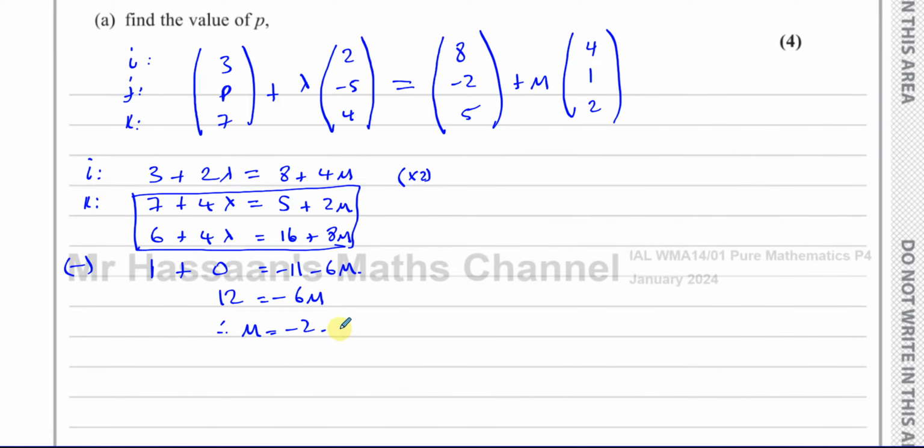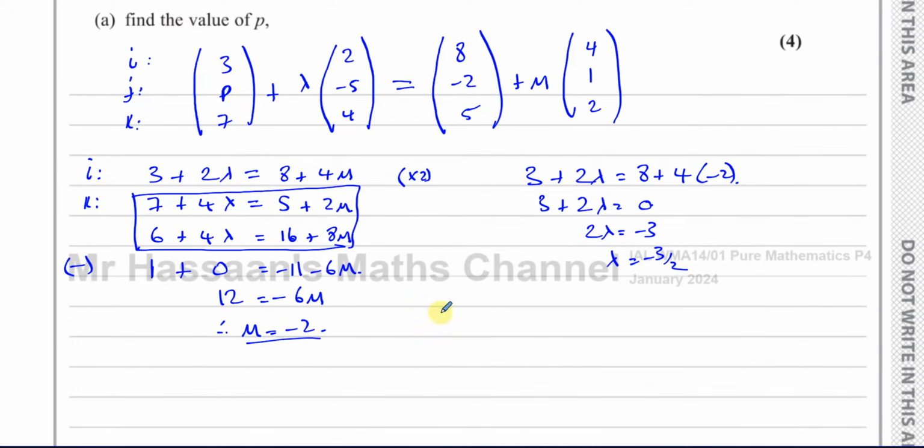Now I can find what lambda is by substituting it back into this equation. So 3 plus 2 lambda is equal to 8 plus 4 times negative 2. So 3 plus 2 lambda is equal to 8 minus 8, which is 0. So 2 lambda is equal to negative 3, and lambda is equal to negative 3 over 2. So those are my values of lambda and mu.